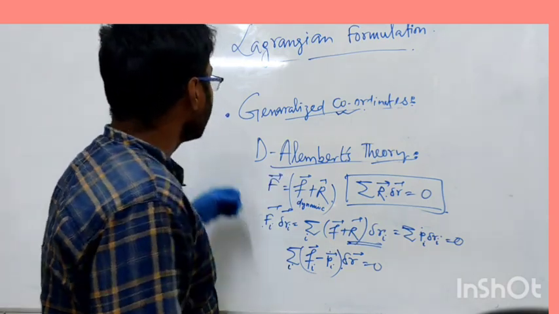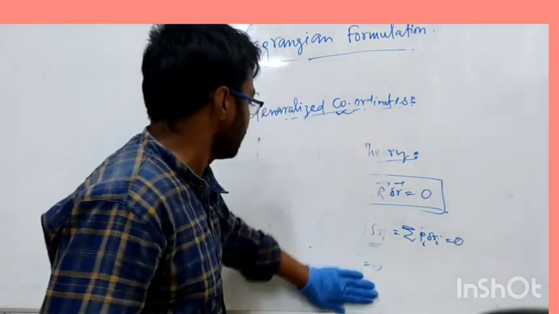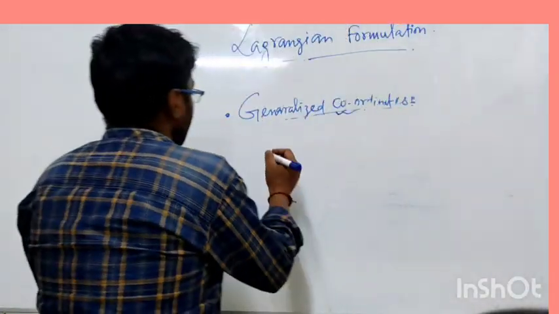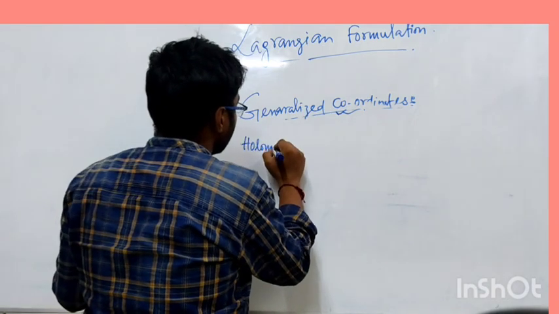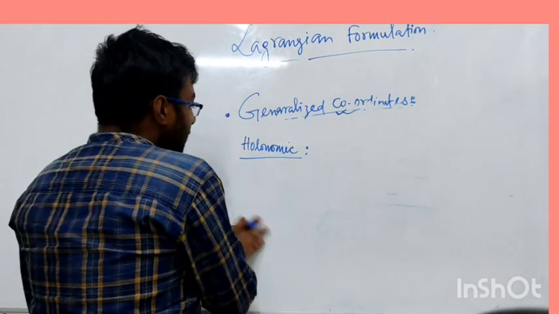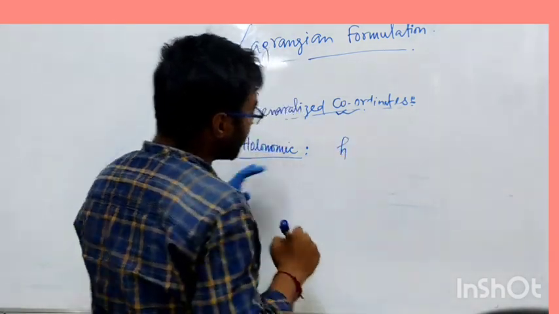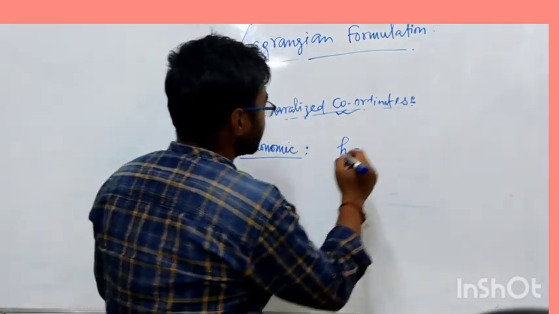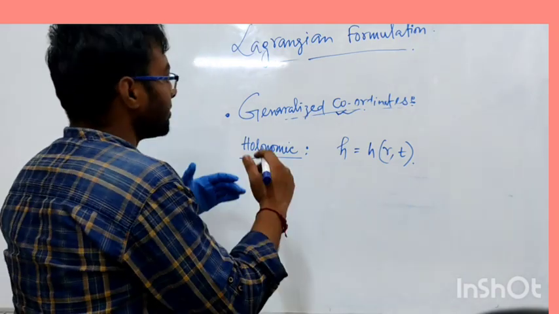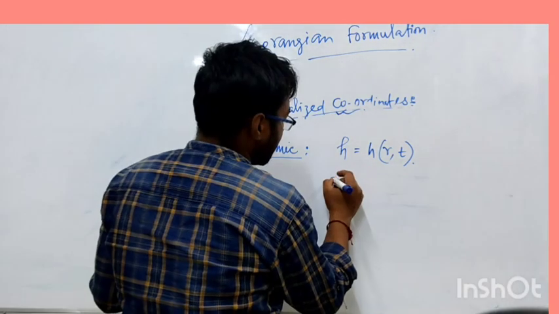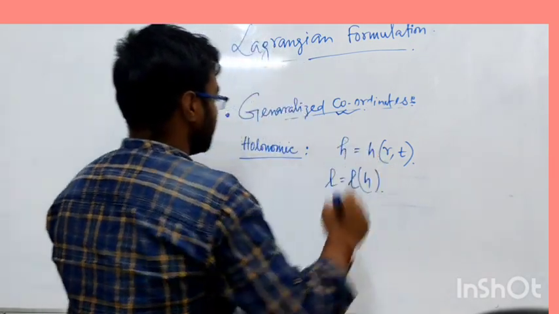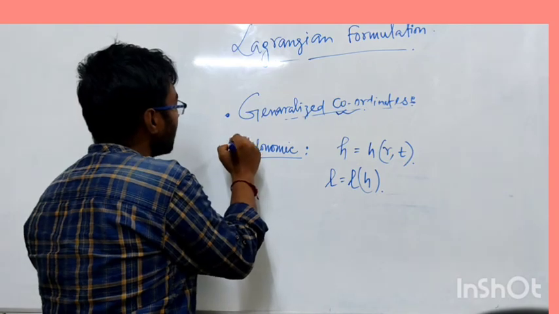Now we have to know some conditions. The first one is holonomic. What is a holonomic system? If we construct one generalized coordinate H, which is a function of position and time, and if we construct some equation using this generalized coordinate, that means L equal to a function of H, then we can tell the system is a holonomic system.